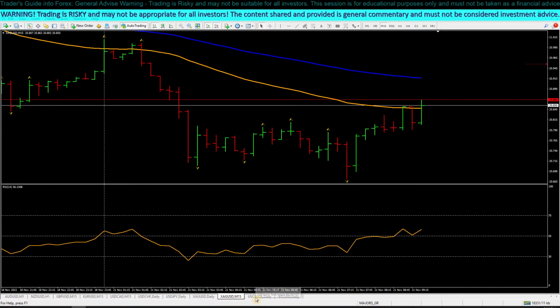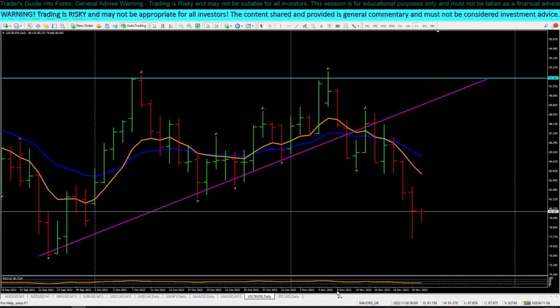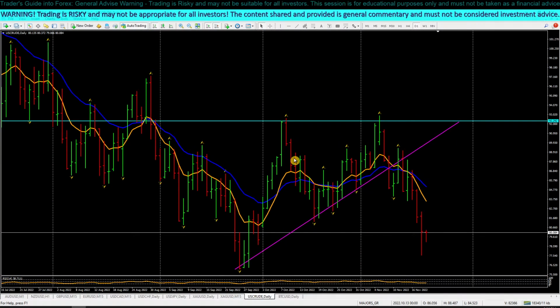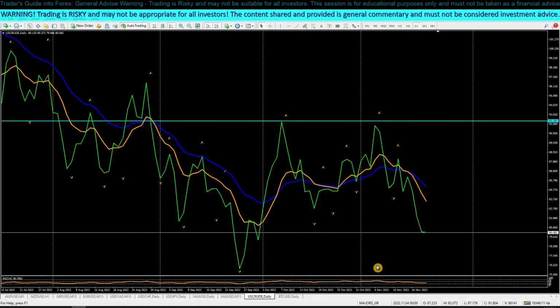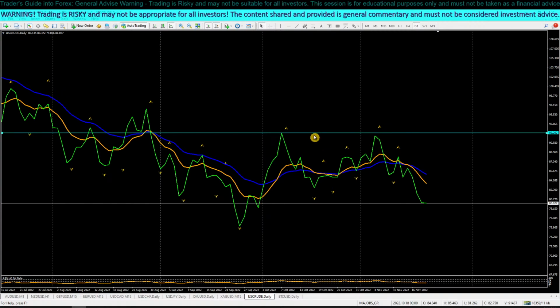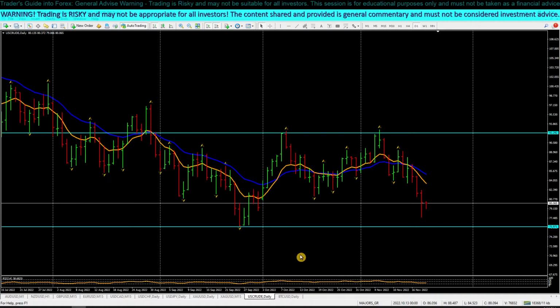Sell tayo dyan. Crude, of course, as always, we're monitoring crude. So we're out of the danger of this ascending triangle. Happily looking at that. Of course, dito na naman tayo. Okay, back to the last 75.97 level that we have checked.